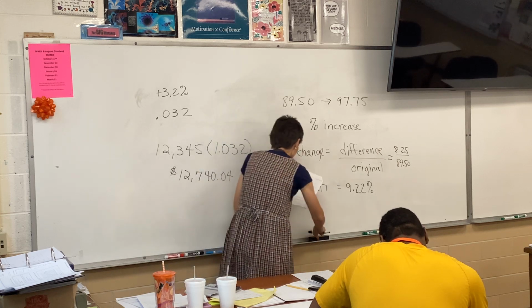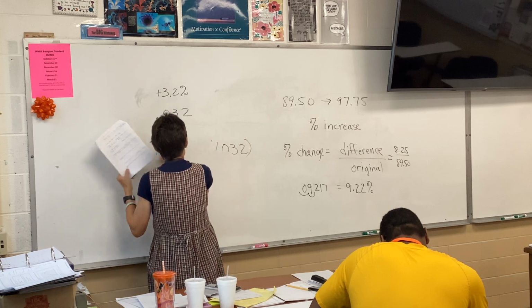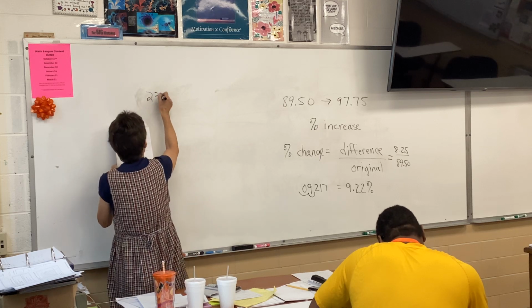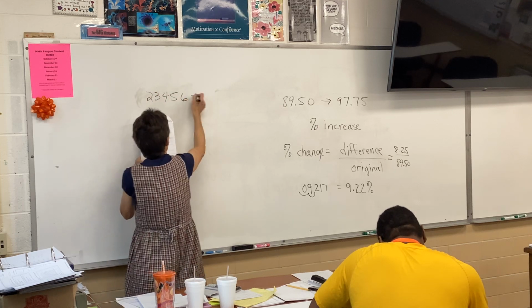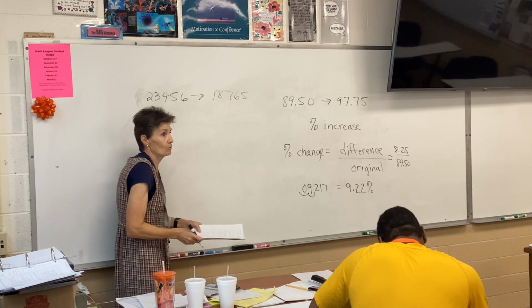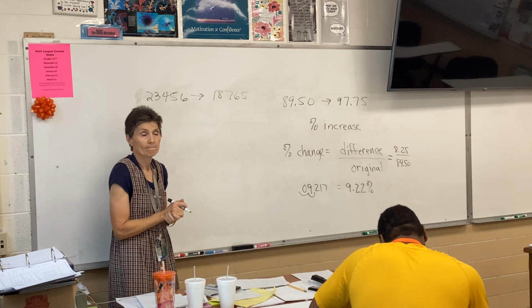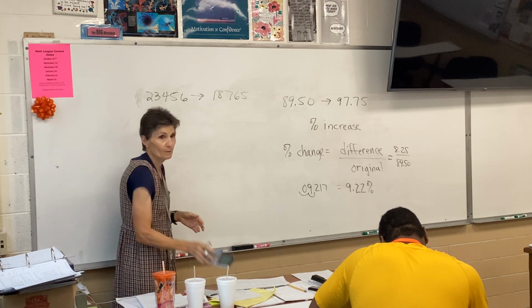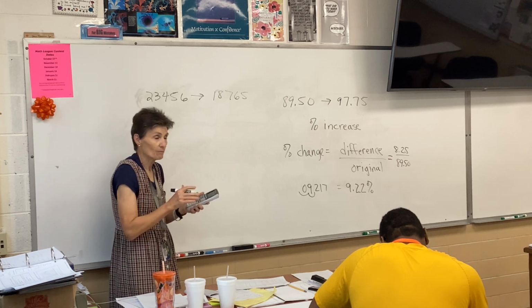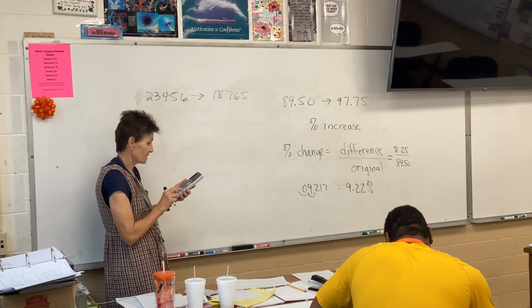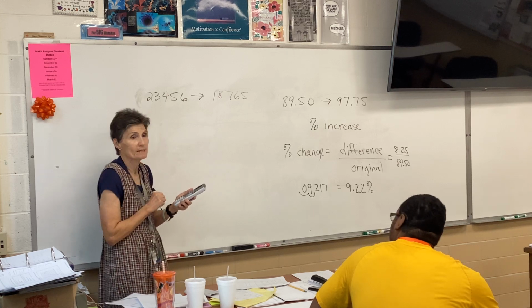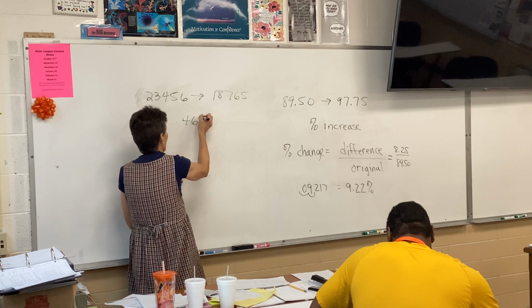Okay, so here we go with letter C. A car was worth 23,456, and now it's worth 18,765. Find the percent of decrease. So what's the first thing we do? Find a difference, that means subtract. So 23,456 minus 18,765. I tried to give you numbers that were easy to type in. Is 4691.